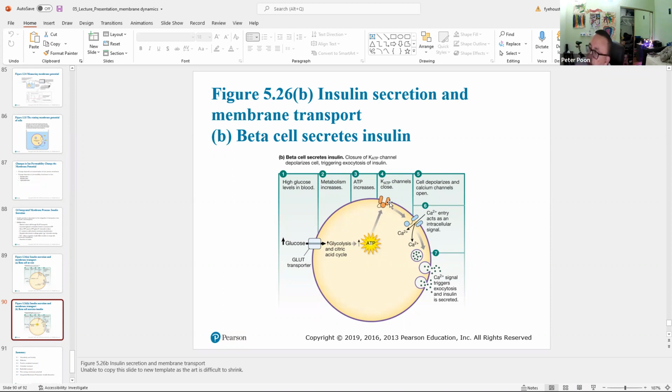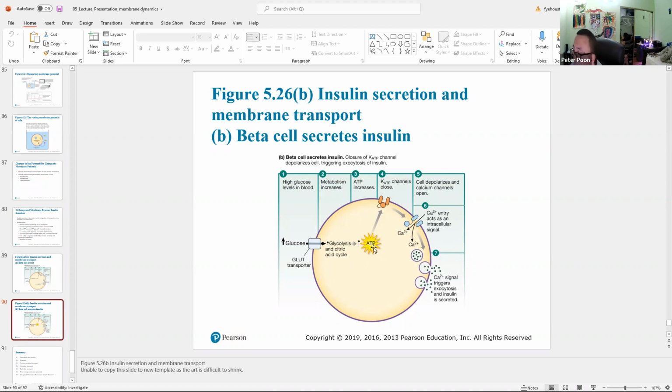Remember that the inside of the cell is negatively charged. If the potassium can't get out, it stays in, so it becomes more and more positively charged. So it depolarizes. When it depolarizes, the membrane potential gets less, and that actually triggers the calcium channel opening. The calcium channel opens and calcium comes flooding into the beta cell.